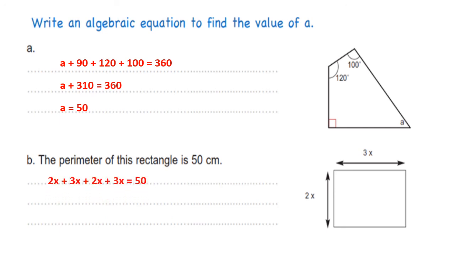So I'm going to get 2x plus 3x plus 2x plus 3x equals 50. If you add 2x, 3x, 2x, 3x, all of them, you are going to get 10x equals 50. And now you would be able to know that, or you ask yourself, what's the number you multiplied by 10 to get 50? So x equals 5.